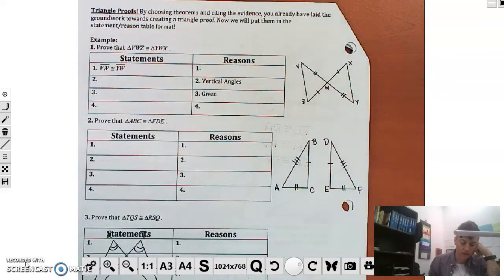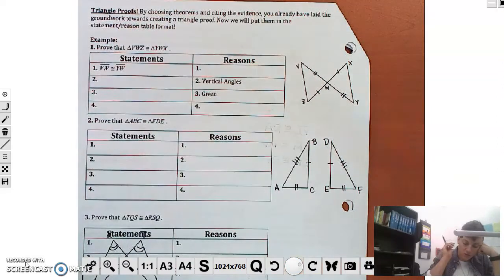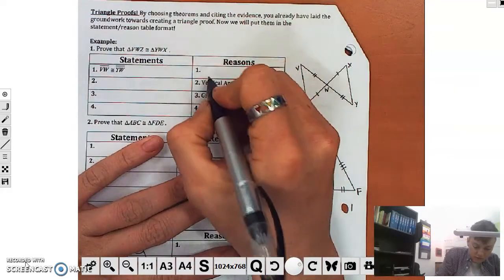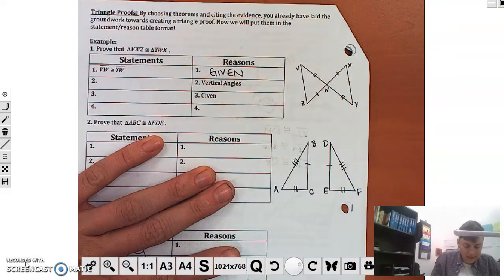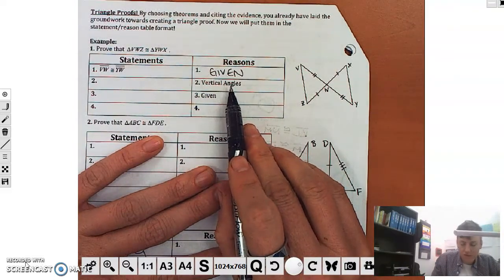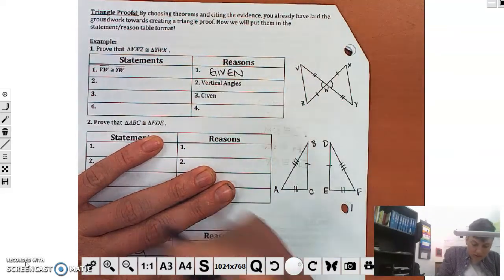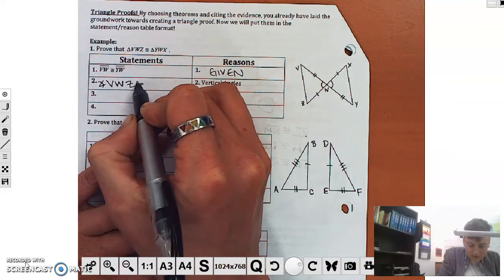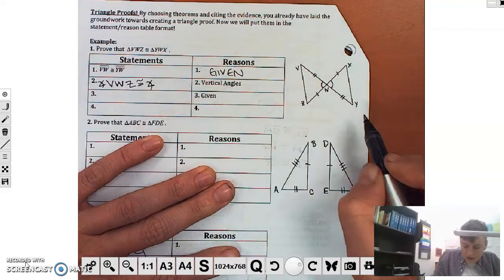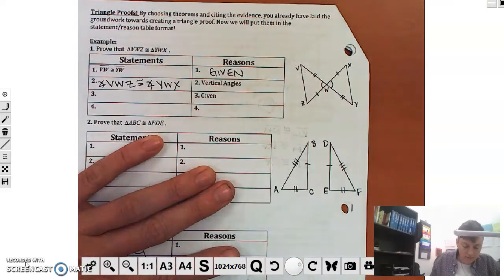So let's look, see what we got. Alright, it says VW is congruent to YW. Well, I mean, that's given. And then this says vertical angles is going to be our reason for number 2. Well, where are some vertical angles? They're right across from each other, these guys. So angle VWZ is congruent to angle YWX. Cool.